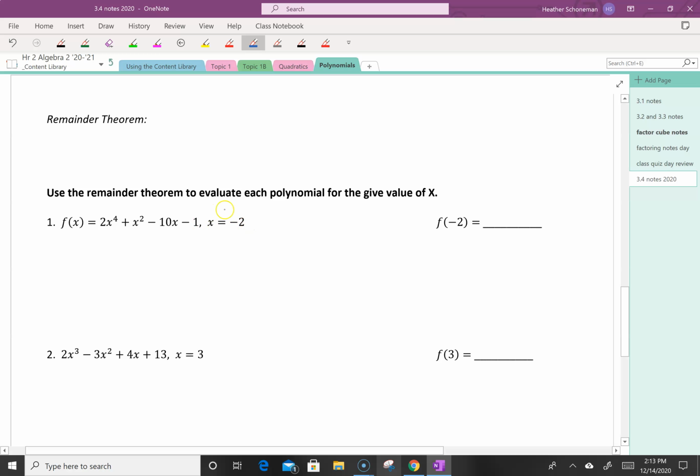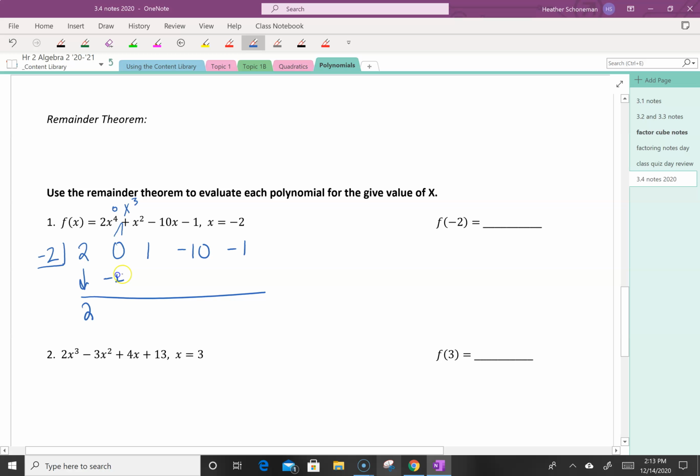Now, this time, it's already solved for x, so I don't have to do the opposite, I just do the -2. So I'm going to do the -2, and now I do my coefficients. So x to the 4th is the highest, so that's a 2. I don't have an x to the 3rd, so it's 0, so I put 0 in because I have to have that placeholder. 1, -10, and -1.